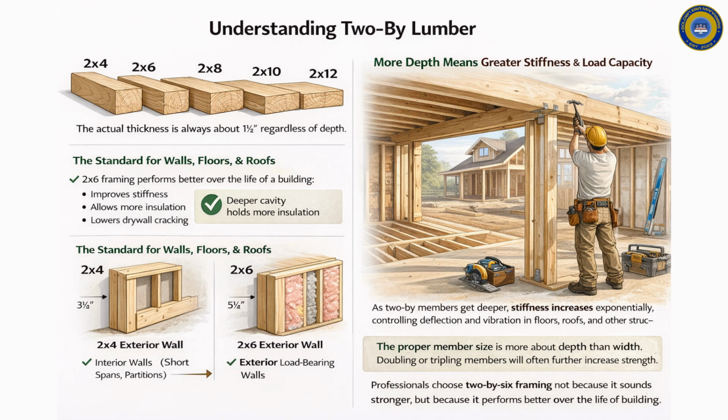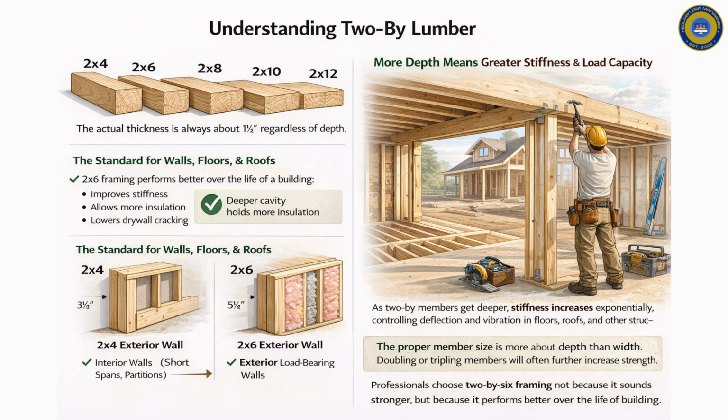Professionals choose 2x6 framing not because it sounds stronger, but because it performs better over the life of the building. The increased depth improves wall stiffness, accommodates modern insulation requirements, and reduces drywall cracking as the structure dries and settles into equilibrium. As members get deeper, 2x8, 2x10, and 2x12 lumber enters floor and roof systems.